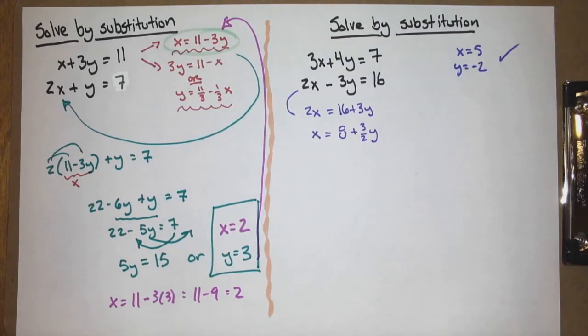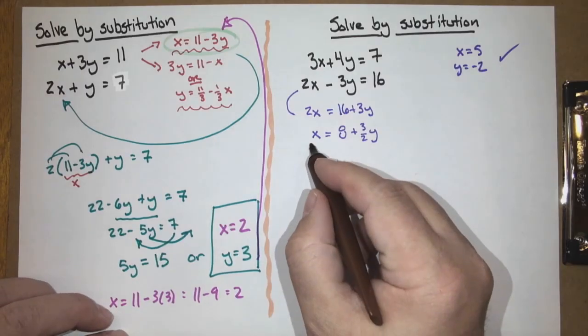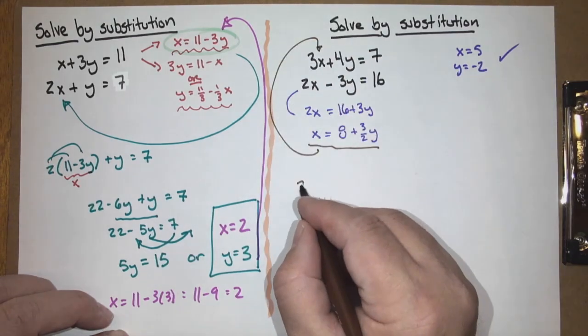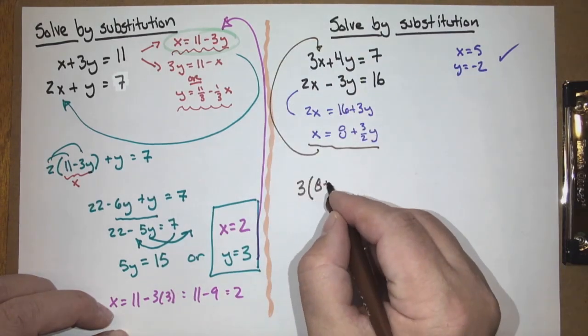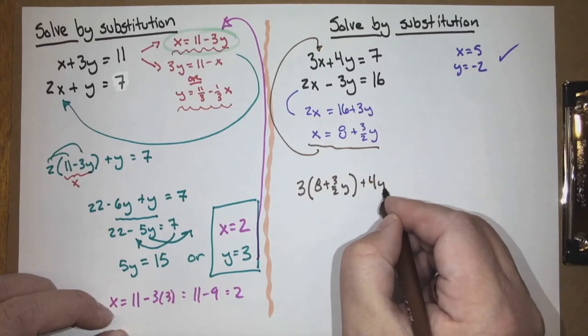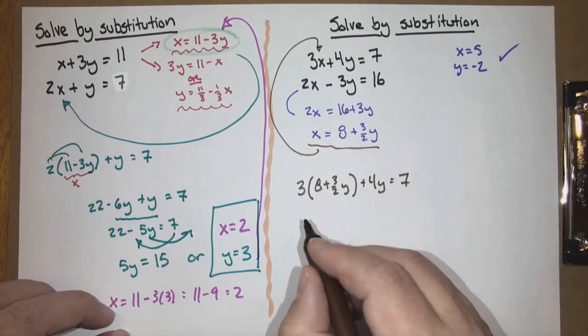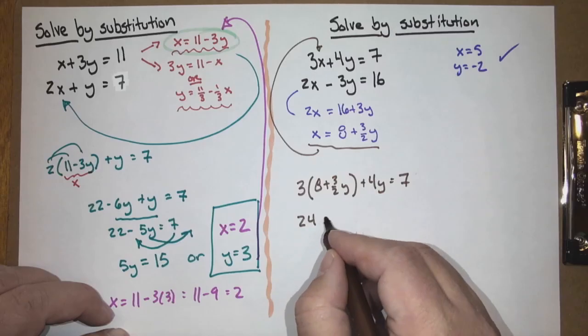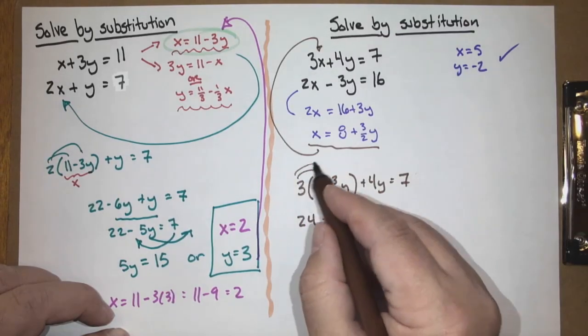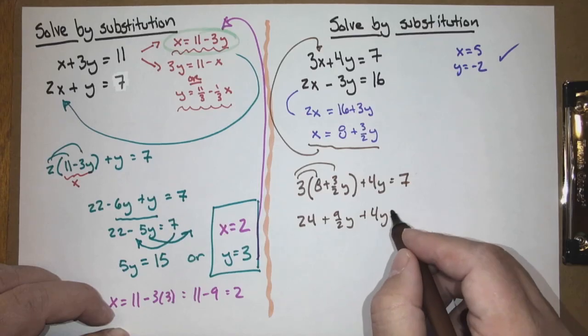Now, that information is going to be fed into the first equation. So we're taking this piece here, and we're putting it upstairs. So we're going to get 3 times 8 plus 3 halves y plus 4y equals 7. Distribute through, you get 24, 3 times 8, plus 9 halves y, plus 4y equals 7.